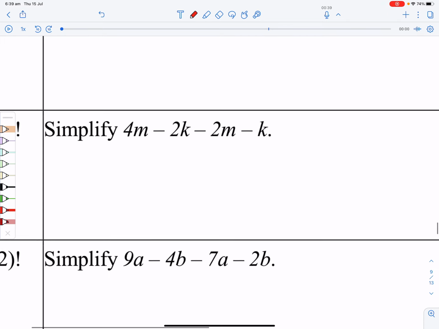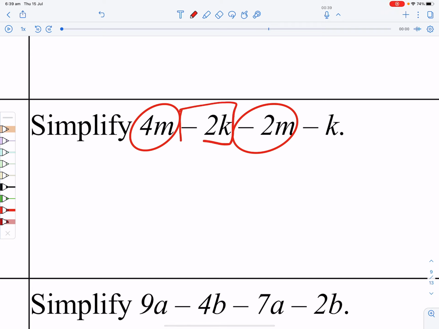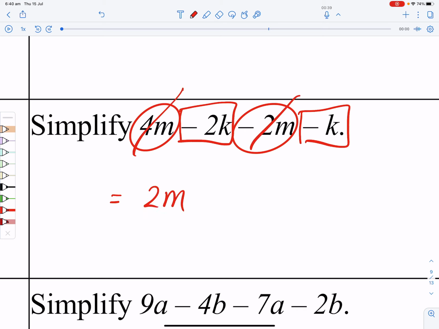Let's go to question 91. You've got 4m minus 2m, and then you've got minus 2k minus 1k. 4m take away 2m is simply 2m, and you stop. And now minus 2k minus 1k is minus 3k. So put down minus 3k.